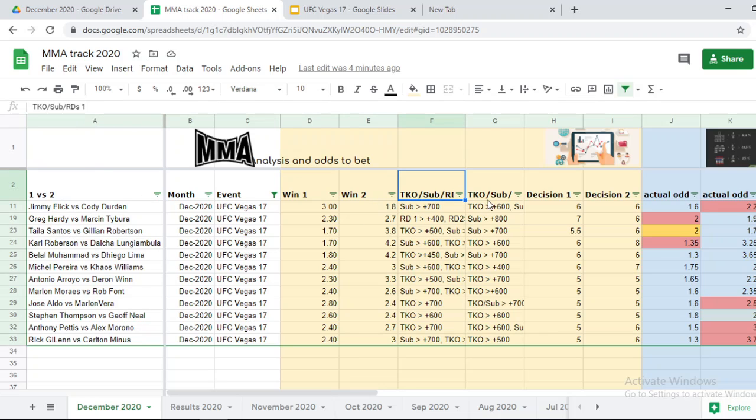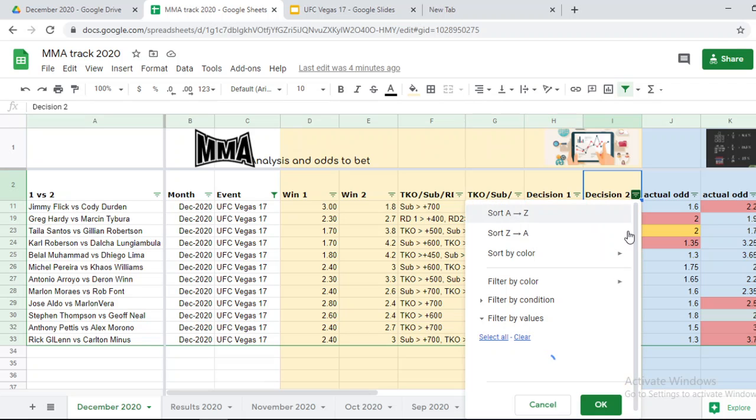So in this case, Jimmy Flick. This is for the second fighter. I would bet Cody Durden by TKO if I can get a line at plus 600, or by submission if I can get a line at plus 700 on Cody Durden. And I would be betting either of these guys by decision if I get a plus 500 decision bet, either on Flick or on Durden.